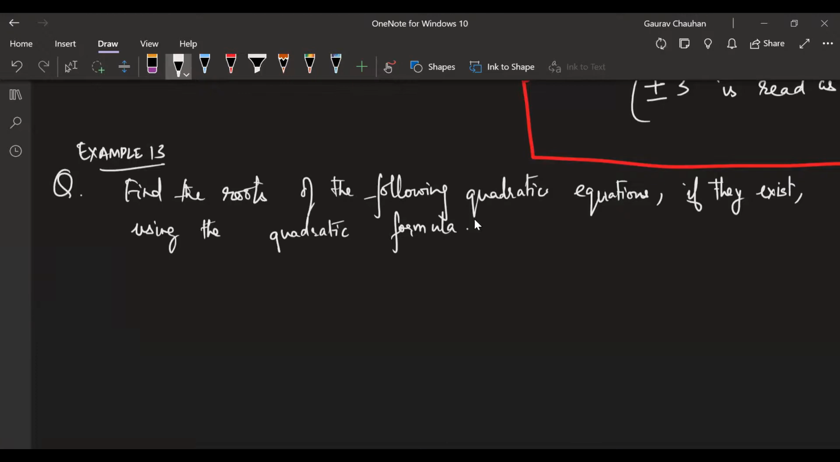Okay, and the first question here, I'm going to do all of these, just so that we get some familiarity with this, and then we will have a good homework chunk. 3x square minus 5x plus 2 is equal to 0. This is my first question. There are three of these, and we're going to do them one by one.